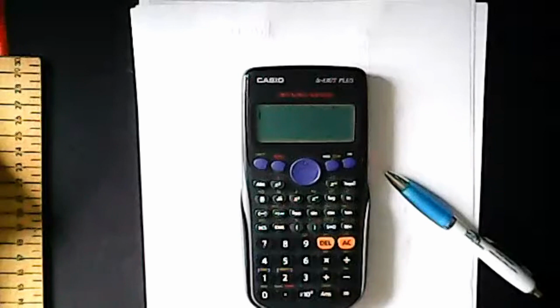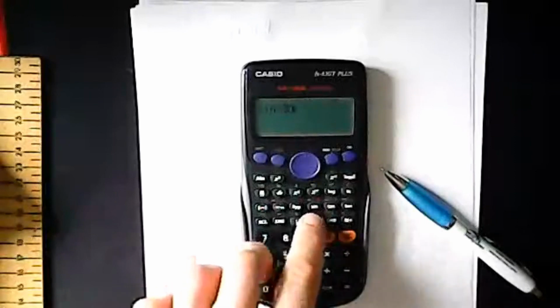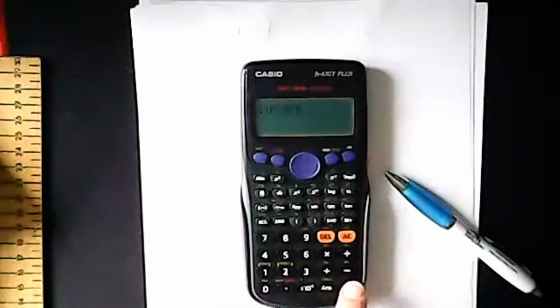And here's a final trick. If you're not sure about angles, whether you're in the right mode or not, if you put sine 30 into your calculator, it should always give you a half. Boom. There we go.